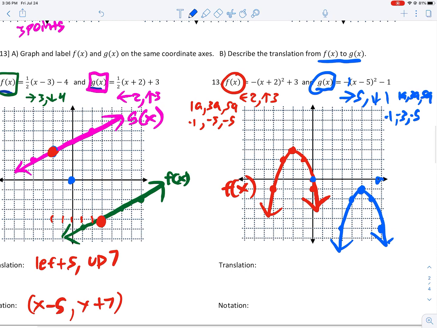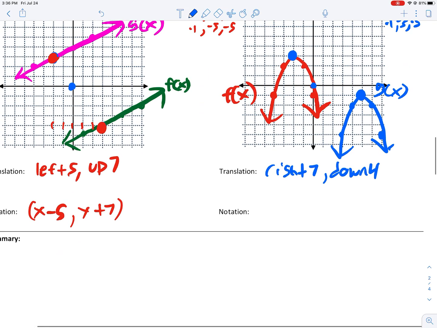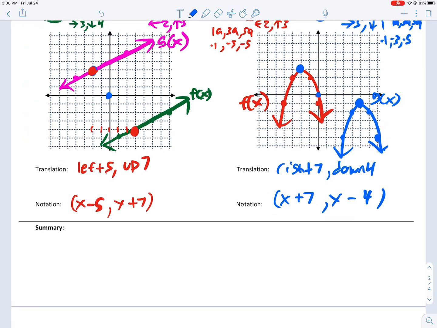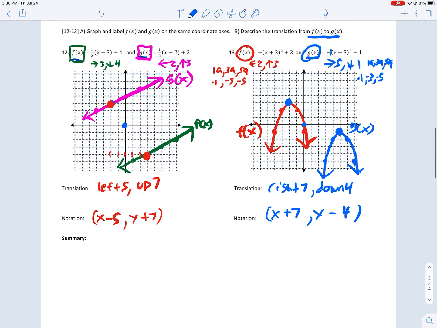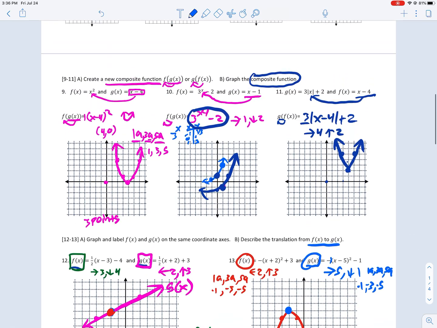So how do you go again? This is g of x from this blue dot to that blue dot. So we can go right 1, 2, 3, 4, 5, 6, 7. So right 7 and down 1, 2, 3, 4. Down 4. So we have x, we have y, we went down 4, we went right 7. Okay. And that's how you use the notation.